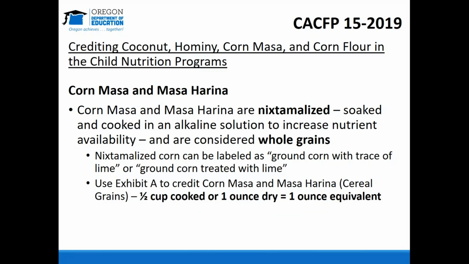Corn masa and masa harina is very similar to hominy. Like hominy, they are made of nixtamalized corn, meaning it is soaked in an alkaline solution, and the products are now considered whole grains. This also makes our crediting match more closely with the WIC crediting. Sometimes masa harina is labeled as ground corn with a trace of lime or ground corn treated with lime. This is the definition of nixtamalized and makes the product a whole grain. To credit corn masa or masa harina, a half cup cooked is equal to 1 ounce dry, which is equal to 1 ounce equivalent. This crediting is the same as dry hominy grits.